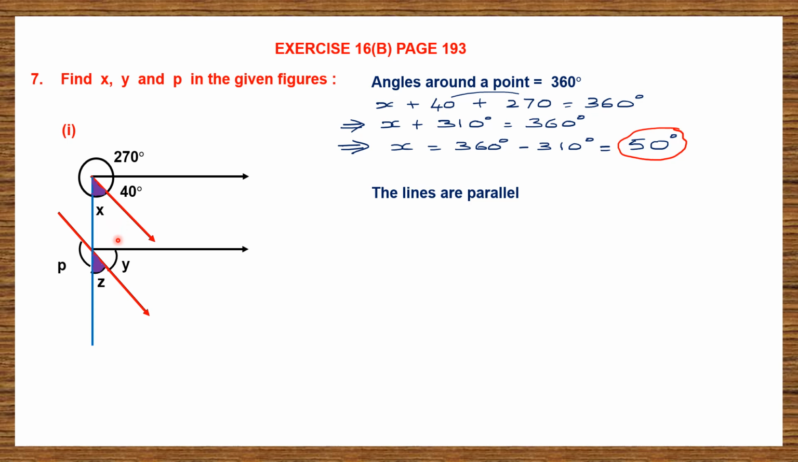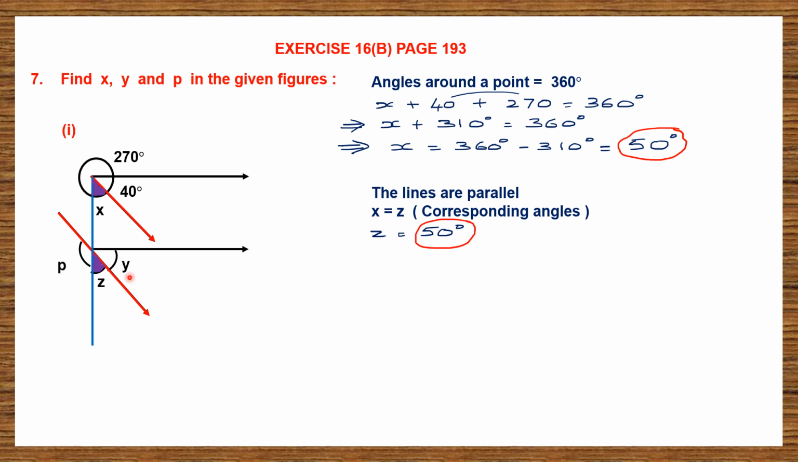Now look at angle x and look at angle z. So when lines are parallel and they are cut by a transversal, angles like x and z are corresponding angles. So corresponding angles are equal. So we say x is equal to z, corresponding angles. And x we found out to be 50 degrees. So that means z is also 50 degrees. So z is equal to 50 degrees. So we have found the value of z to be 50 degrees.